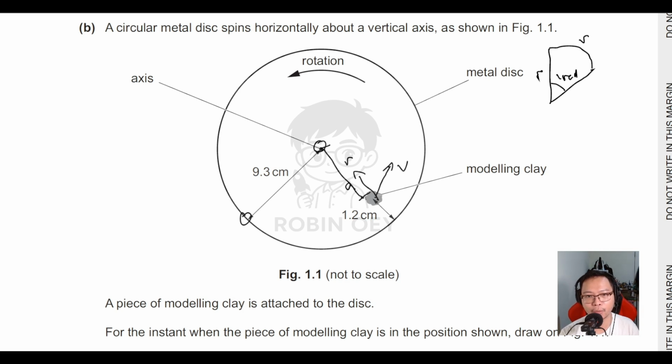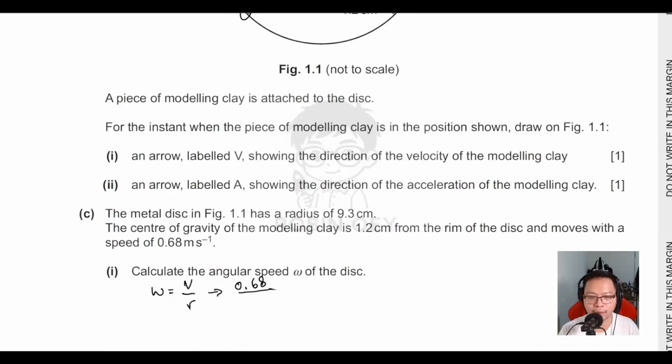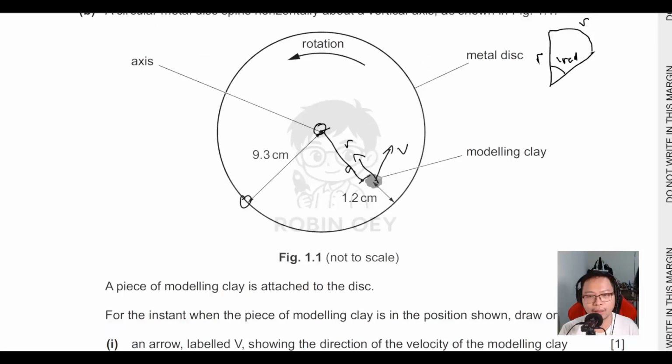So this is 9.3 minus 1.2. Be careful, a lot of students make a mistake here. So that is 0.093 minus 0.012. Okay, and you will get 8.4 radian per second. So remember the radius that we are looking for is the distance between the object and the center of the circle or center of the rotation.